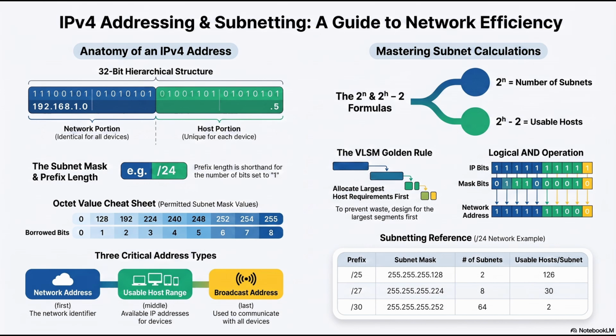Hold on, I'm losing you here. If I take a network and I've already mathematically sliced it into 30 uniform pieces, how does the router keep track if I take one of those slices and shred it into even smaller pieces? Doesn't the binary math overlap? How does a router know which slice is which?